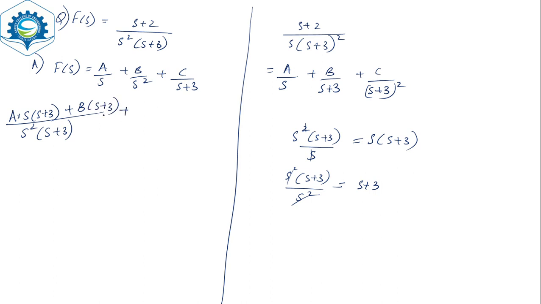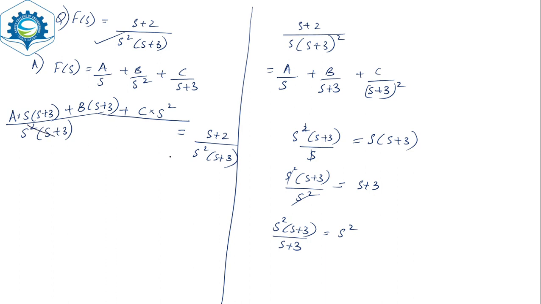And what will be your third term? Your third term, c into, what do you have to multiply c with? Again, you take s square into s plus 3 divided by s plus 3. And what do you get? You get s square. So you take c into s square. Now, this particular portion should be equal to your function F of s. So you have to equate it to s plus 2 divided by s square into s plus 3.